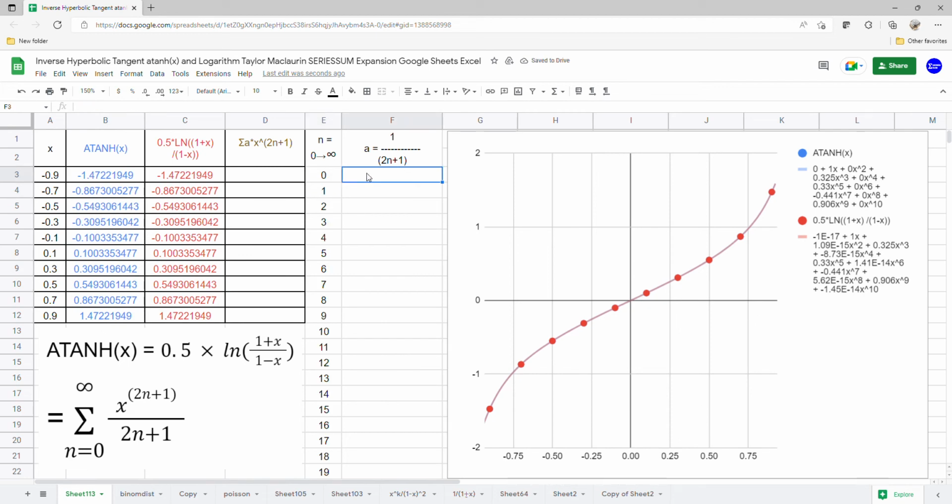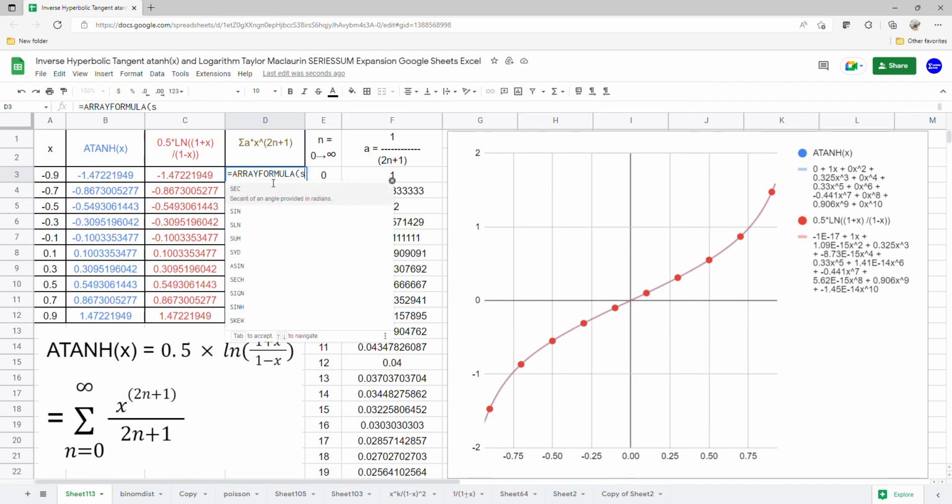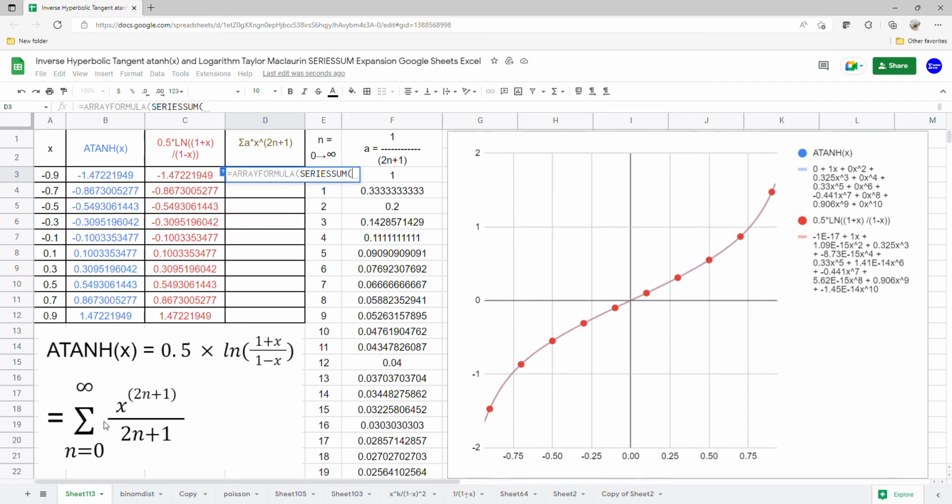19 is good enough. And the value of a is equal to array formula: 1 over the quantity 2 times n, that's 2 times n plus 1. Now we complete the series sum. So the expansion will be array formula: series sum of the x values, raised to the power 2n plus 1, where 2n plus 1 starts from 1, incremented by 2. And the coefficient will be this range.